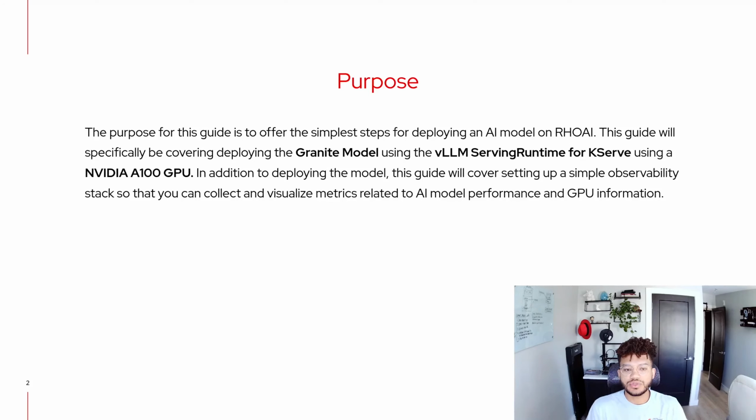In addition to deploying the model, this guide is also going to cover setting up a simple observability stack so that you're able to collect and visualize metrics related to AI model performance, such as throughput, latency, time to first token, inter-token latency, etc., and GPU information such as the temperature of the GPUs and the GPU utilization.